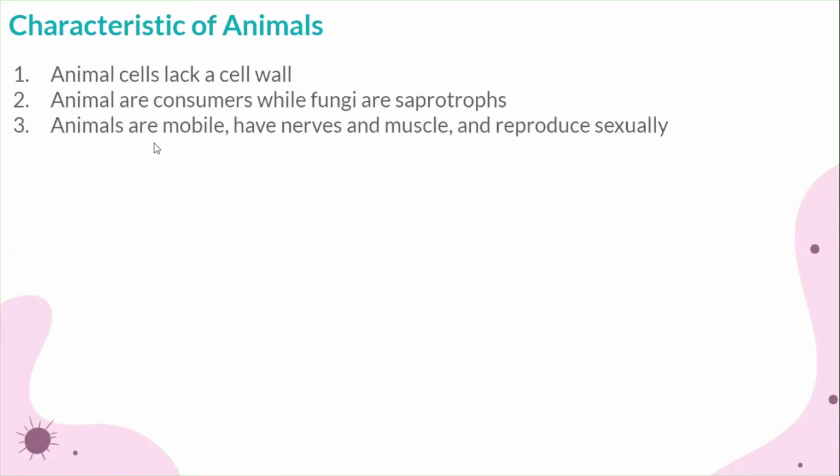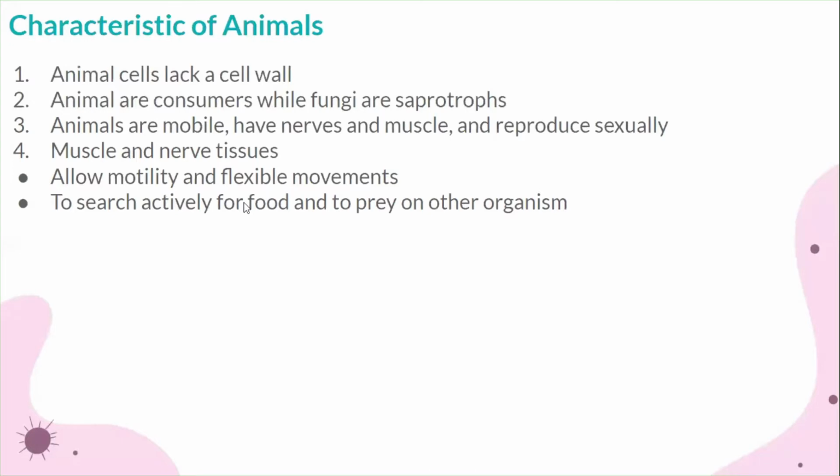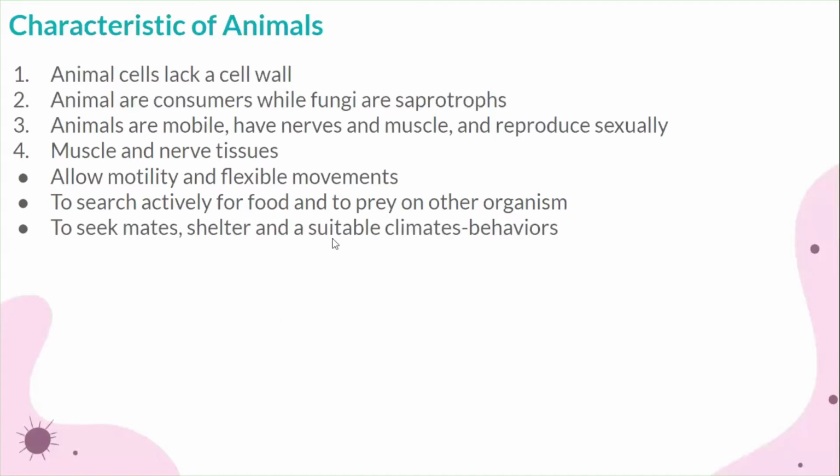The third one is animals are mobile, have nerves and muscles, and reproduce sexually. Let's look first for the muscle and nerve tissues. Muscles and nerve tissues allows motility and flexible movements. Motility and flexible movements enable animals to search actively for food and to prey on other organisms. Flexible movement also enable animals to seek mates, shelter, and suitable climates behavior.